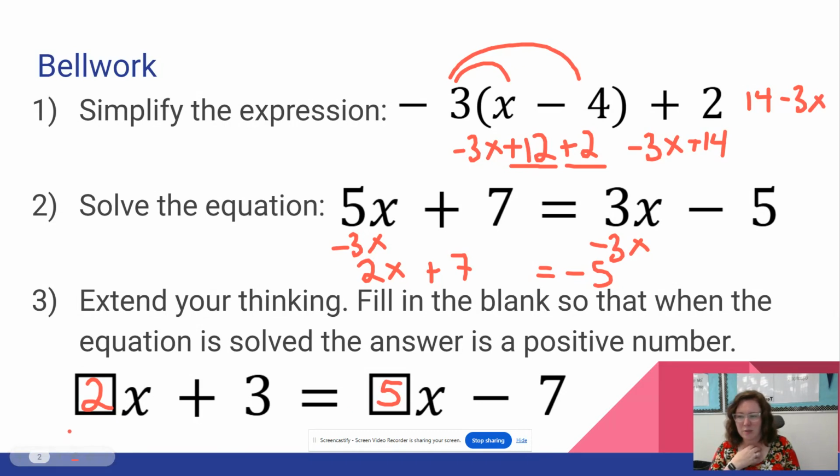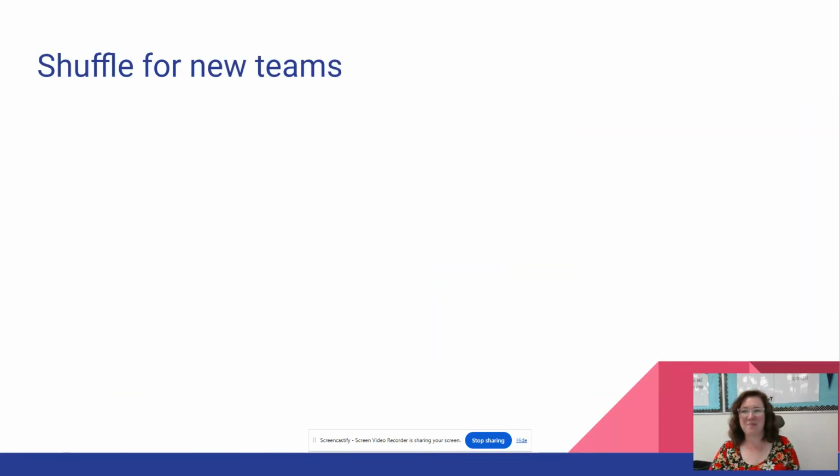So that now when we subtract 2x on both sides, we end up with 3 equals 3x minus 7. Then we add 7 to both sides, 10 equals 3x, and then divide by 3. That's going to be a decimal, but I don't care. We just said it has to be a positive number, right?